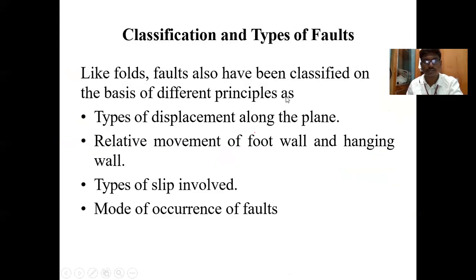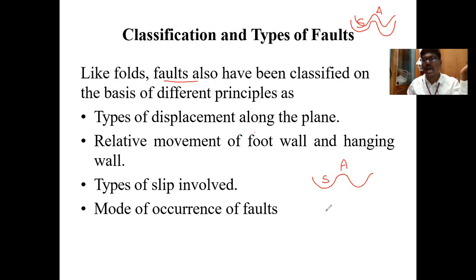Moving further. Next, after that, we talk about the classification and types of fault. As I've already discussed about folds, how were we dividing them? Whenever I talk about folds, remember I'm talking about rock beds that are bent upwards and downwards. This is my anticline and this is my syncline. In a similar way, if I talk about faults, how are we classifying them?